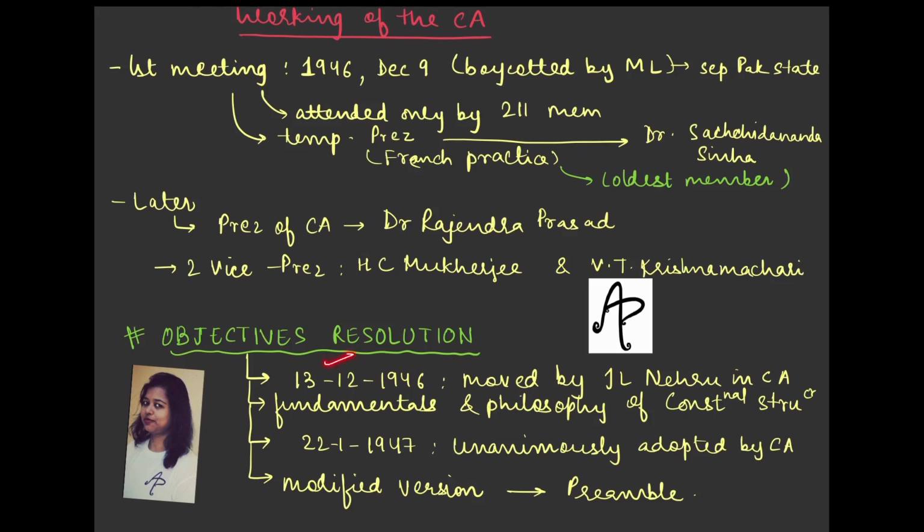Now, if you try and see the details of the objective resolution, firstly it was moved on 13th of December 1946 by Jawaharlal Nehru in the Constituent Assembly. It contained the fundamentals and philosophy of the constitutional structure, that what kind of structure will we have, और कॉन्स्टिट्यूशन की फ़िलासफ़ी क्या होगी, बेसिक्स क्या होगा, फंडामेंटल्स क्या होंगे, etc. Now, because it had everything that the other members also wanted, on 22nd of January 1947, it was unanimously, which means everybody consented to it, adopted by the Constituent Assembly.